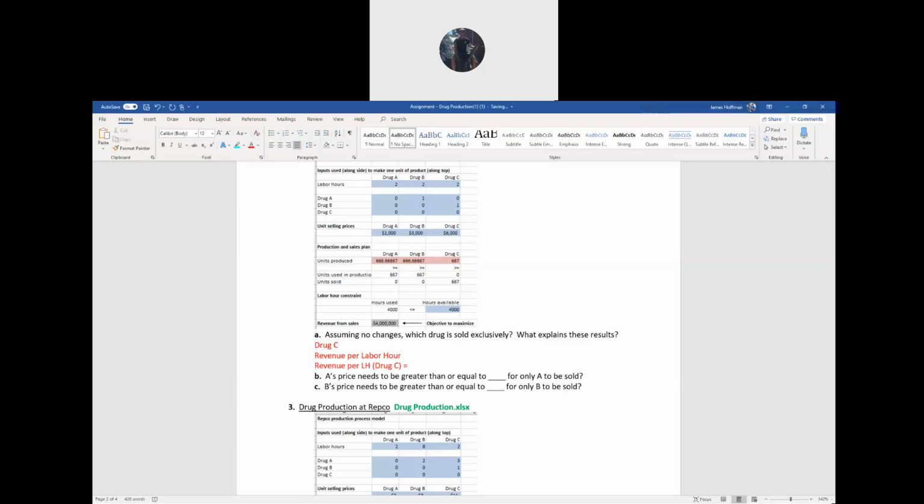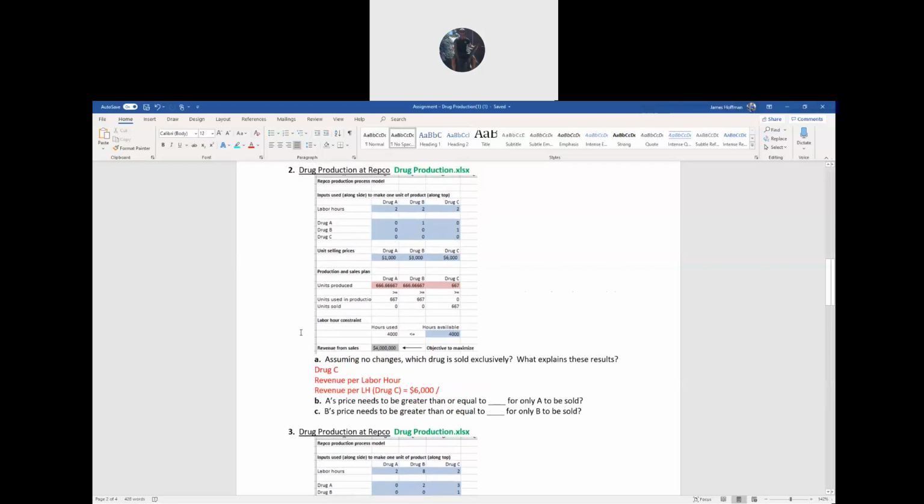Okay, so the selling price of drug C is 6,000. All right, and now we got to figure out the labor hours that go into it. So let's see. We're going to start with drug A. So it takes 2 to make drug A. Well, I'm going to see if someone can figure out the answer here. Can someone figure out how many labor hours it takes to make one drug C and post it? How many? 6. 6? Yeah, 6 is correct.